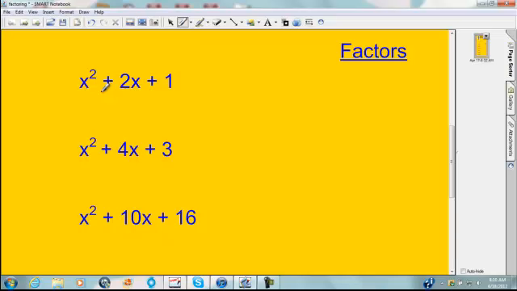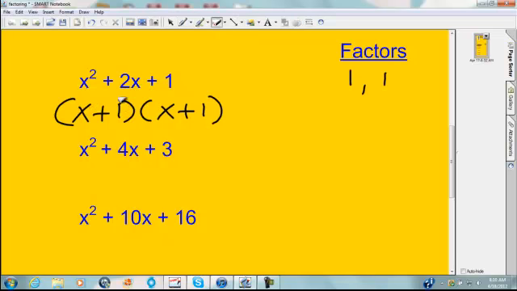First example is x squared plus 2x plus 1. Well, the factors of 1 are 1 and 1. These two factors add up to b in the problem, which is 2. So the factored form is the two binomials x plus 1 and x plus 1.